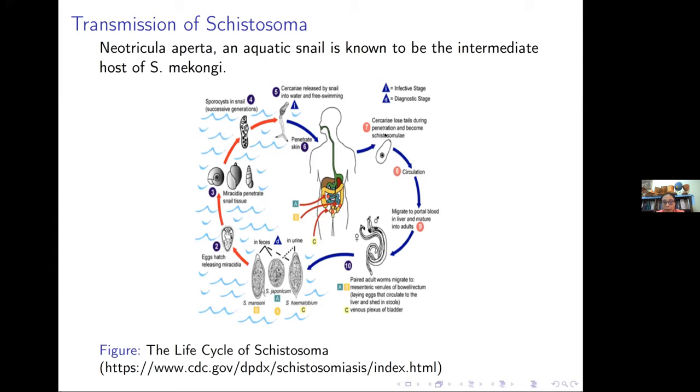As for seven, they shed their forked tail, becoming schistosomula. For eight and nine, the schistosomula migrate via the venous circulation to the lung, then to the heart, and then develop in the liver, exiting the liver via the portal venous system when mature. And ten, the male and female adult worms copulate and reside in the mesenteric venules. The location of these venules varies by species. And when the eggs go into the water, again there is this life cycle of schistosome.